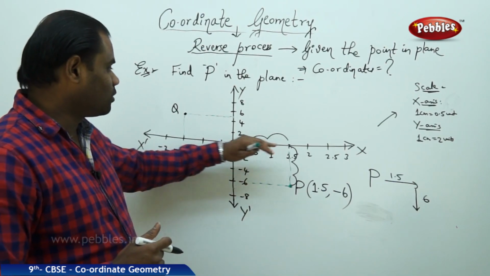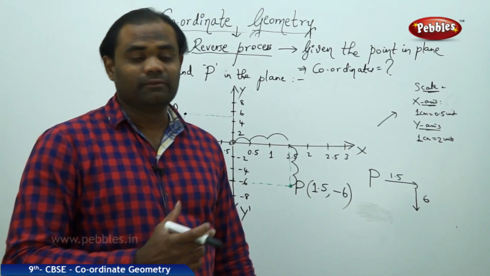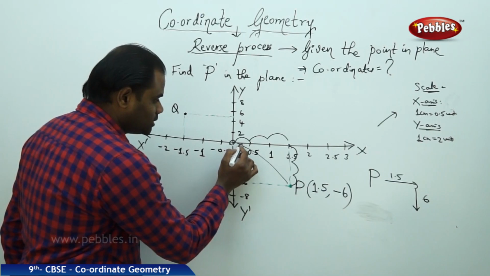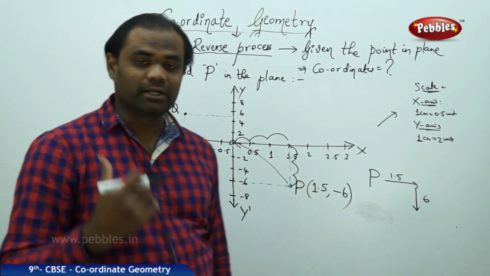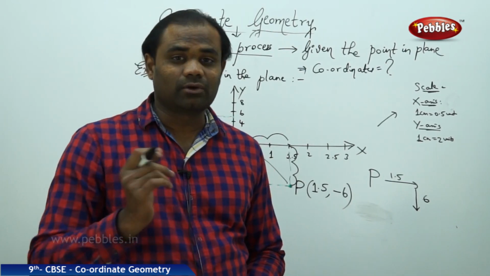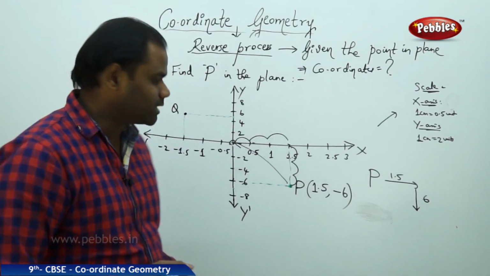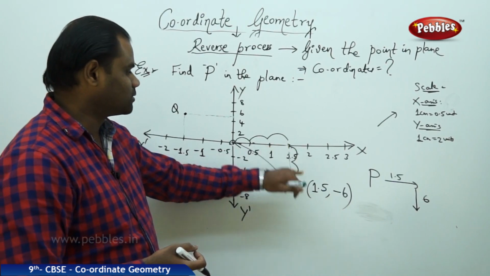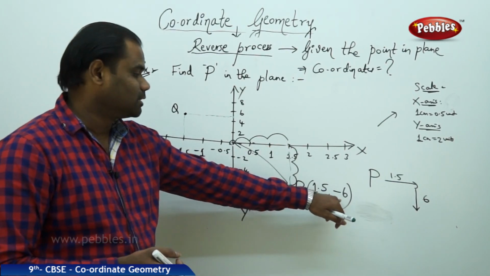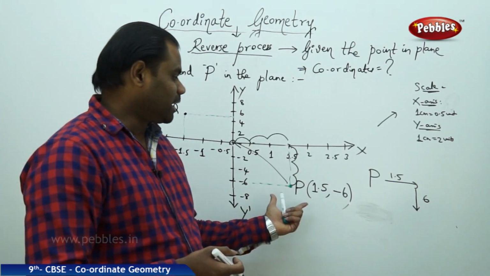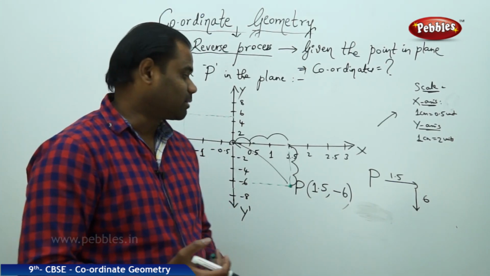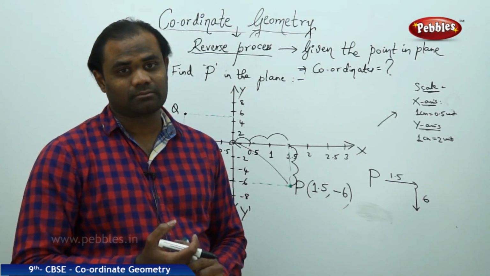Therefore, with the concept of locating the position of P with respect to its initial position, moving right and then down, or moving left and then down, etc., we can locate the coordinates. In this case, moving 1.5 units to the right, the x coordinate is this, and minus 6 is the y coordinate. Therefore, for this P, my abscissa is 1.5 and my ordinate is minus 6.